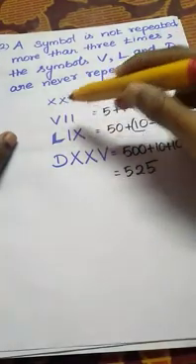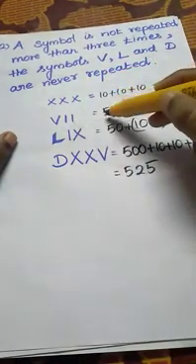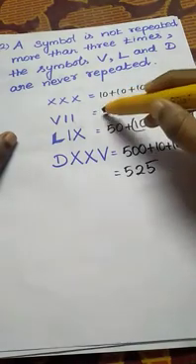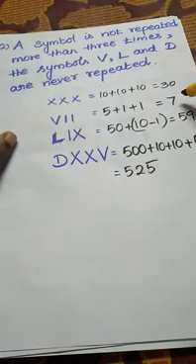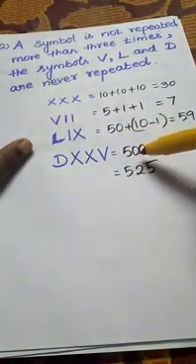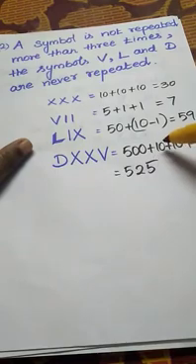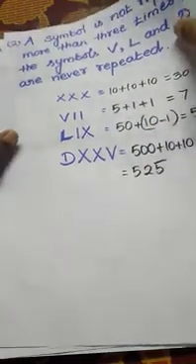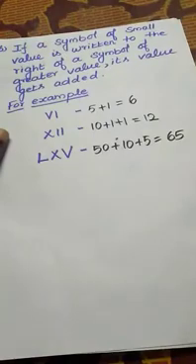Next, VII. V value is 5. Next I value is 1, and again we take I value 1. So 5 plus 1 plus 1, that is 7. The next one, DXXV. D value 500 plus X value 10, again X 10. Then we add V value 5. So 525.